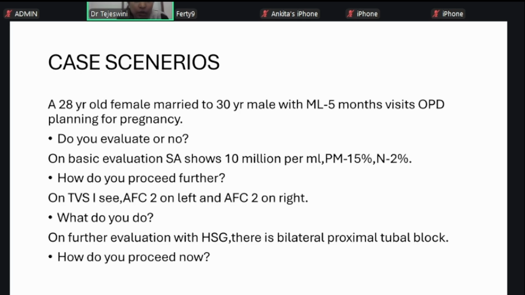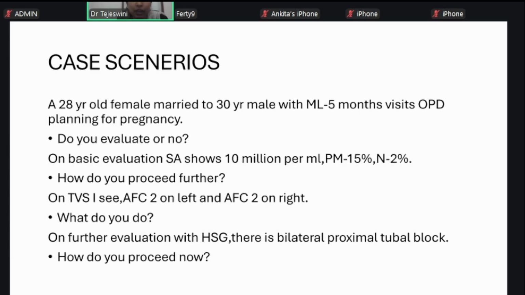So for this case on TVS, if I see AFC 2 on the left side and AFC 2 on the right side, what do you do for her? In such case, if the couple is planning to postpone the pregnancy for later, or the couple is planning for a family with 2 kids or more, then for this couple, after confirmation with AMH, it is better to advise them IVF so that they can have the embryos cryopreserved and then go for a pregnancy at a future date or 2 pregnancies.